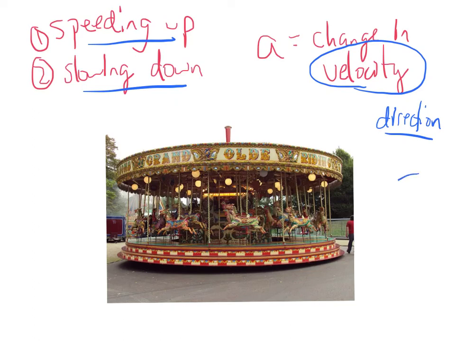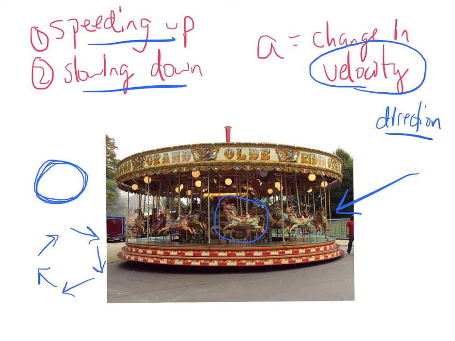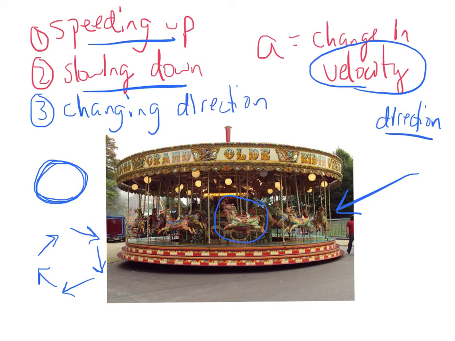So I want you to think of a carousel. A carousel spins at a constant rate. It goes around and around and around at a constant rate of speed. But by definition, the horses on the carousel are still accelerating because they're constantly changing direction because they're turning. So if you are, number 3, changing direction, you are also accelerating. Okay, so to sum it up, acceleration is a change in velocity.